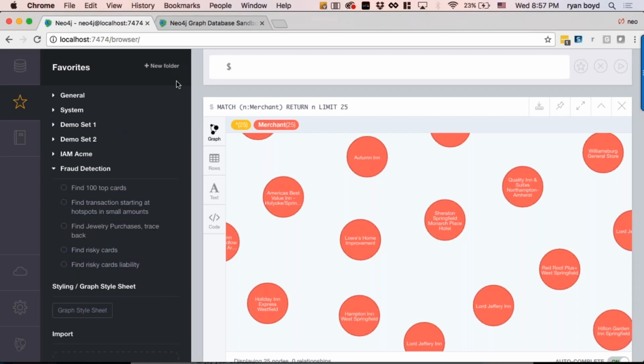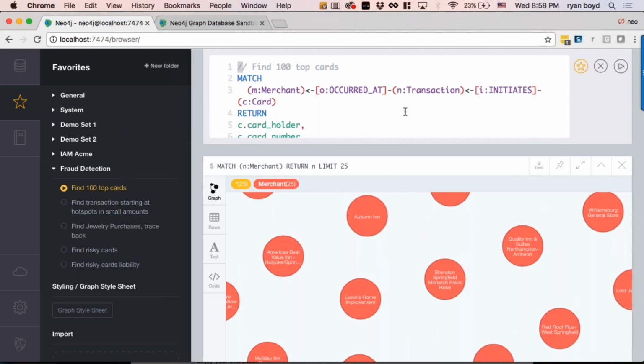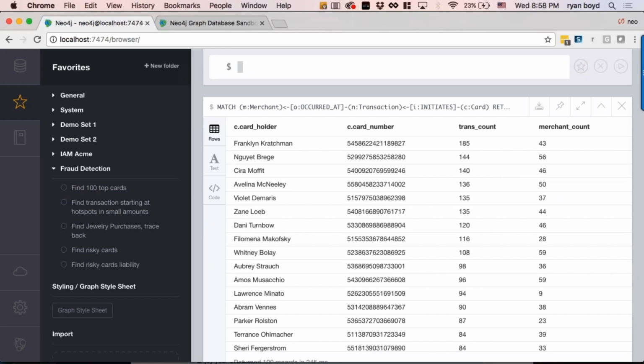So for fraud detection queries, I'm going to talk a little bit about some of the scenarios that Nav talked about and give you some demos here. So this version of the query, first of all, I want to just find our top 100 cards in our database. So we can see here the result set that I've returned is actually tabular in this case. And I'm listing out each of the card holders, their card numbers, the total number of transactions for that particular card, as well as the count of merchants that they've made those transactions at.